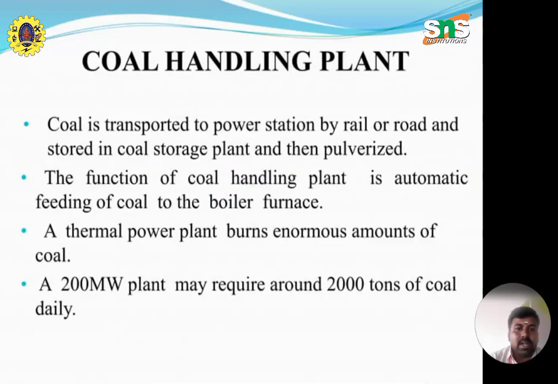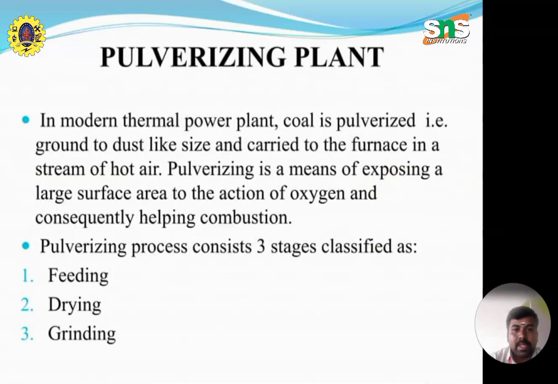The function of the coal handling plant: the coal is transported to the power station by rail or road and stored in the coal storage plant and then pulverized. The function of the coal handling plant is automatic feeding of the coal to the boiler furnace for conversion of the water into the steam. A thermal power plant burns an enormous amount of coal. A 200 megawatt plant may require around 2000 tons of coal daily.